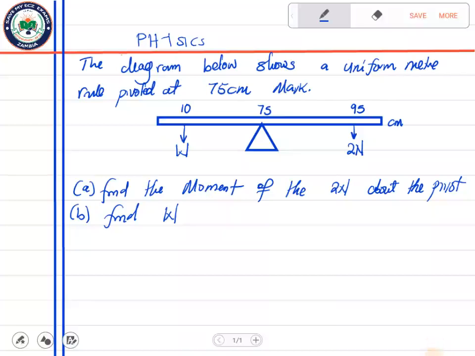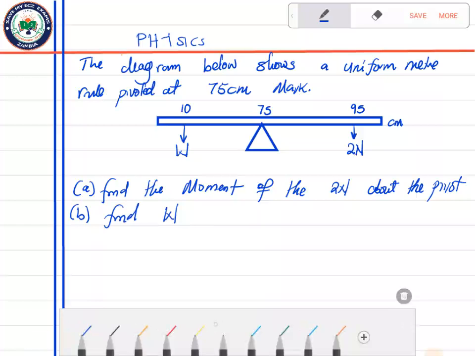I have a physics question here on moments, which says the diagram below shows a uniform meter rule pivoted at the 75 centimeter mark. So this is a pivot here, and of course, it's being supported by the 2 Newton force and the W force here. It says find the moment of the 2 Newton force above the pivot and also find the W.